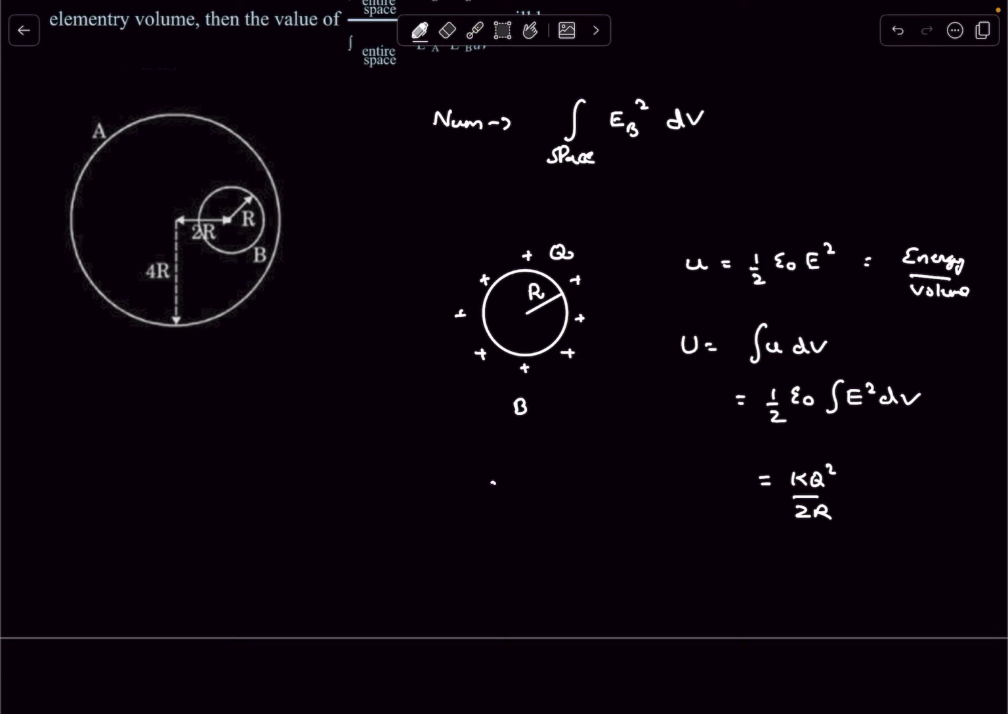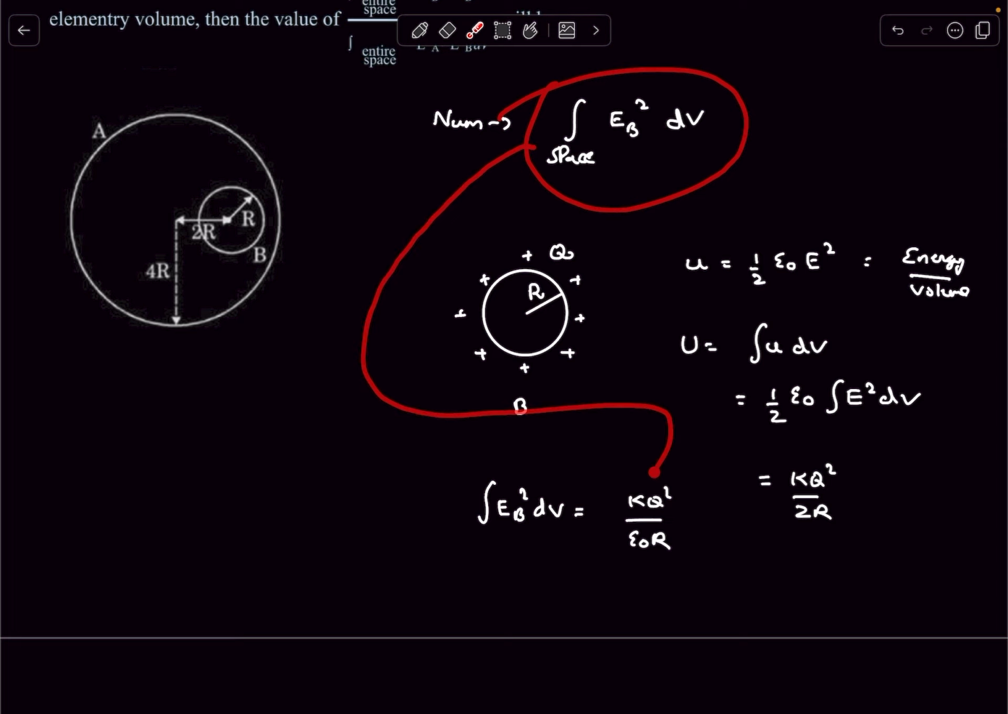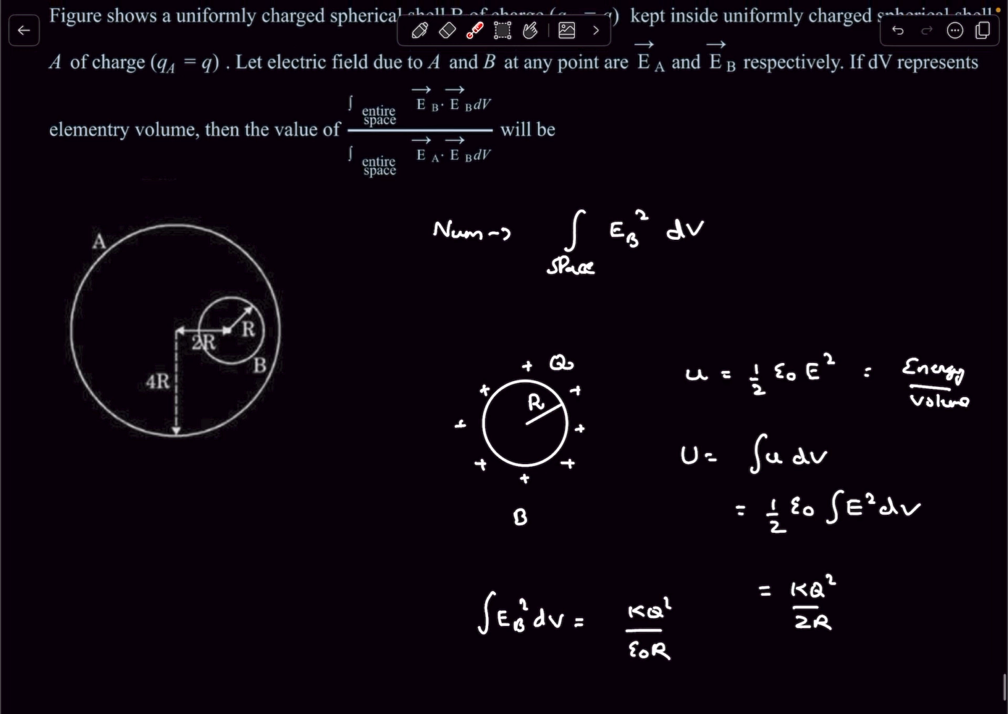So basically the space integral of EB square dV is nothing but kQ squared divided by epsilon naught r. So what I did is I sent the epsilon naught to the denominator. So the numerator simplifies to this particular value. It's related to the self energy of the shell B. And now if you observe the denominator, they're asking for the integral of EA dot EB.